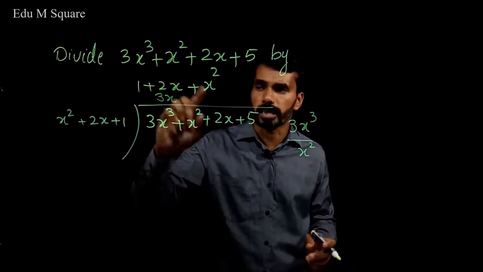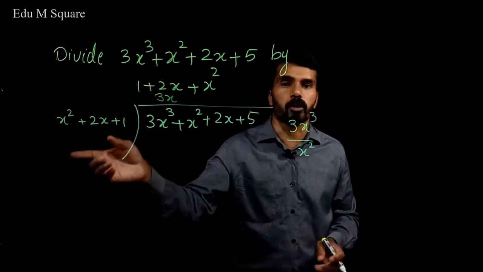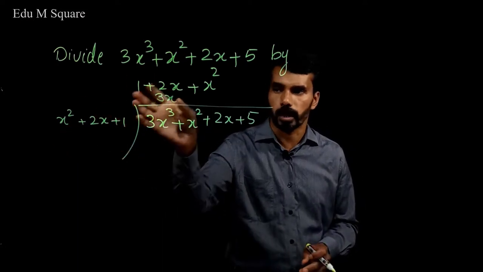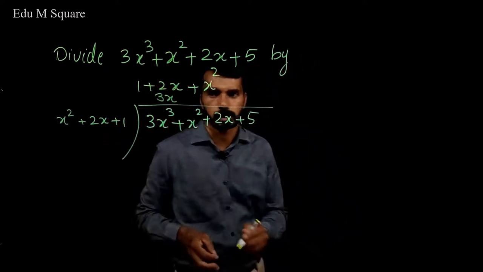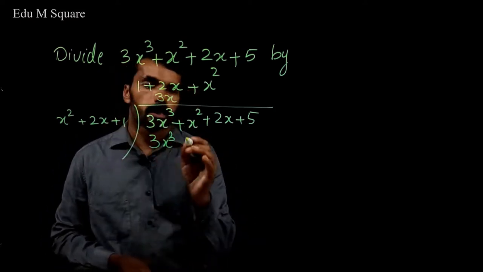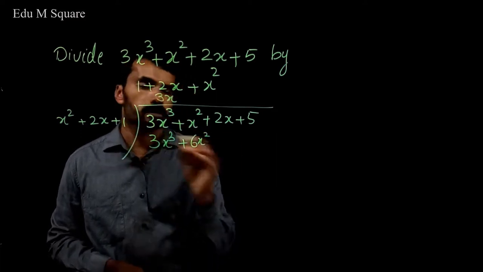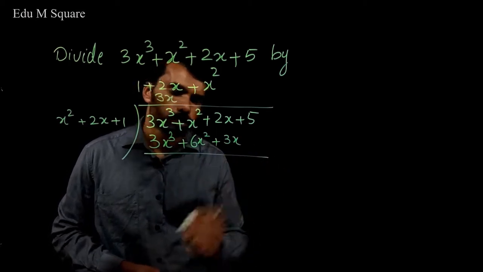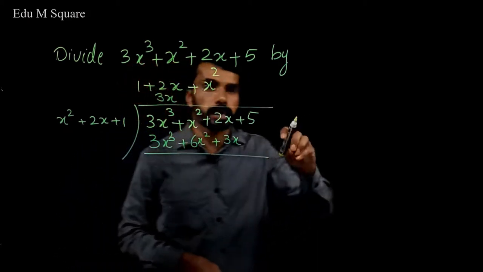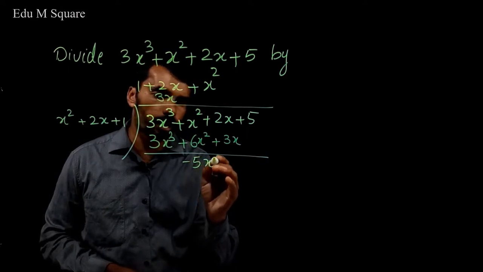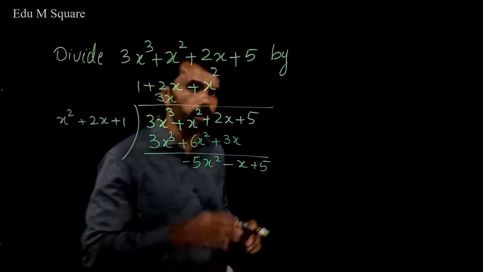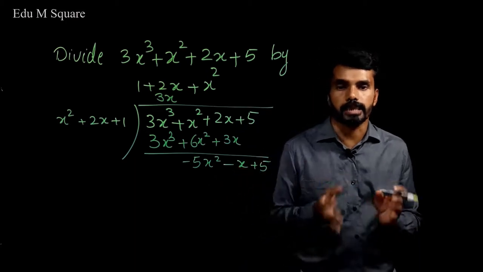That is, we multiply each term of the divisor by this 3x. So first 3x into x square, it is 3x cube, then 3x into 2x, so it is plus 6x square, then 3x into 1, 3x. Next we subtract this, so 3x cube minus 3x cube 0, x square minus 6x square, so this becomes minus 5x square, then 2x minus 3x, it is minus x plus 5. So what remains here? Minus 5x square minus x plus 5.